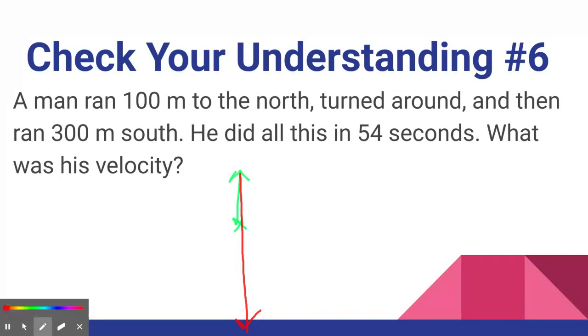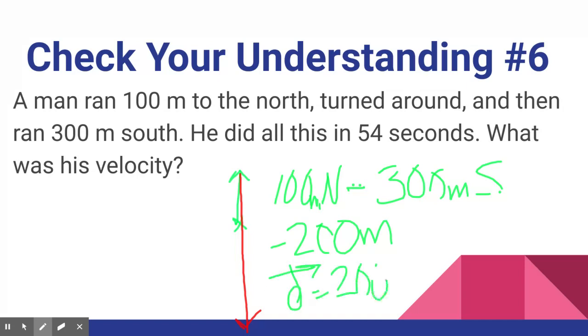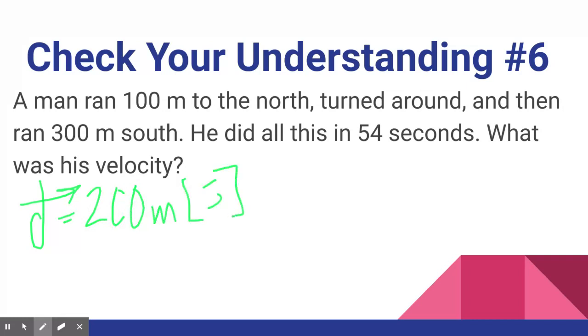Okay, so that would mean this guy first went 100 meters north, minus 300 meters south. So what we would have here is negative 200 meters, which actually just means we've got a displacement of 200 meters to the south. That's what it's saying here, okay? So our displacement is going to be 200 meters south.